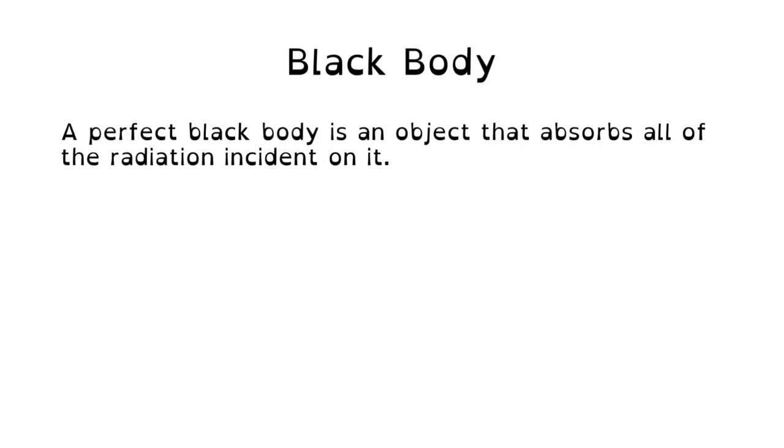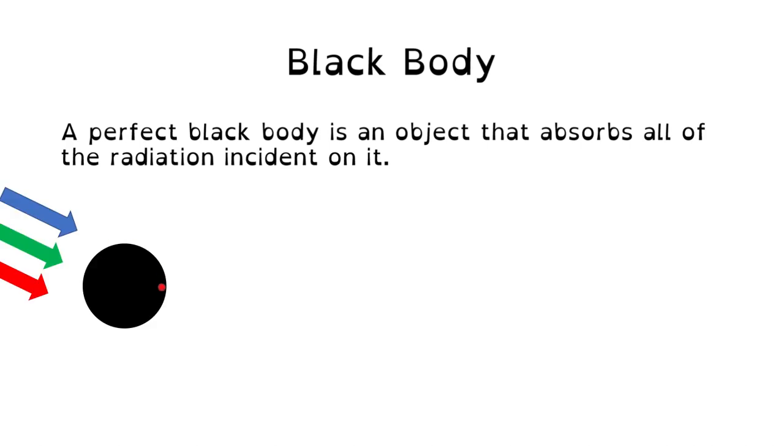Before I introduce the term black body, the first thing I need to say is there's no such thing in real life as an actual black body, but we can liken things to it. So what is it? A perfect black body is an object that absorbs all the radiation incident on it. This represents the black body, the black circle, and then we've got some arrows that represent the radiation that's on its way towards the black body. Because it absorbs all of the radiation, none of it then gets emitted or reflected.